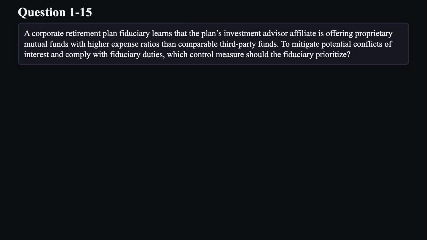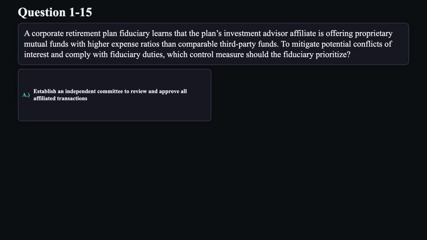Question 15. A corporate retirement plan fiduciary learns that the plan's investment advisor affiliate is offering proprietary mutual funds with higher expense ratios than comparable third-party funds. To mitigate potential conflicts of interest and comply with fiduciary duties, which control measure should the fiduciary prioritize?